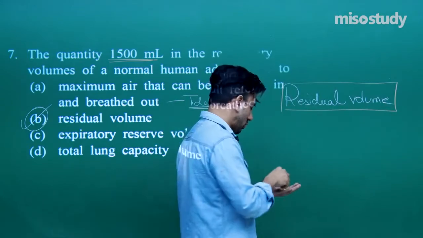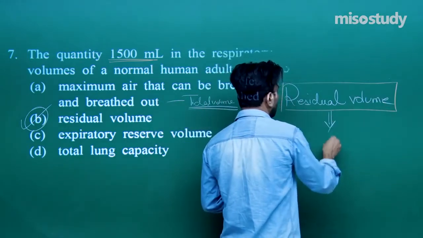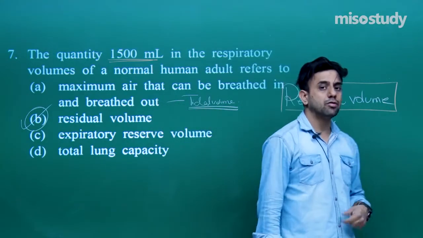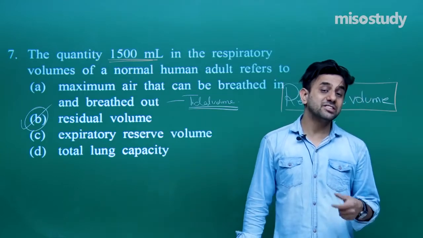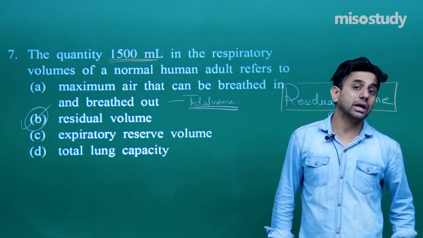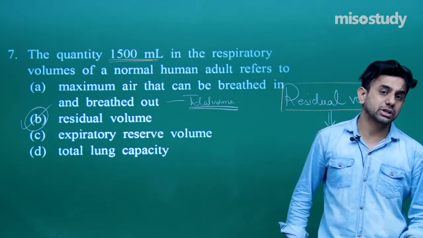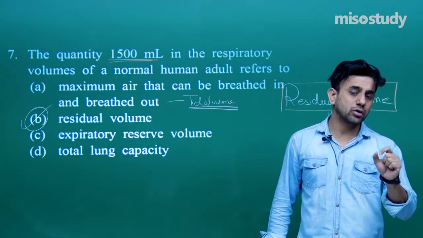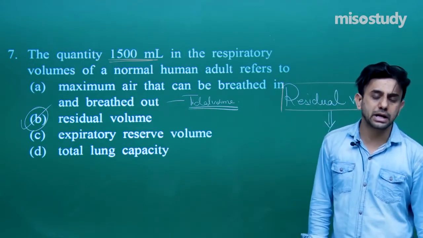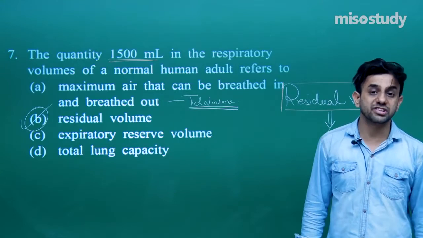What is the residual volume? The residual volume is the volume of air that remains in the lungs, especially in the alveoli, even after forceful expiration. This part of the air does not take part in the normal exchange of respiration.